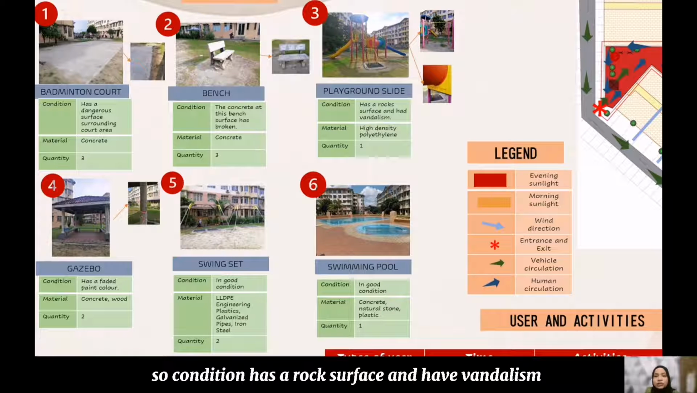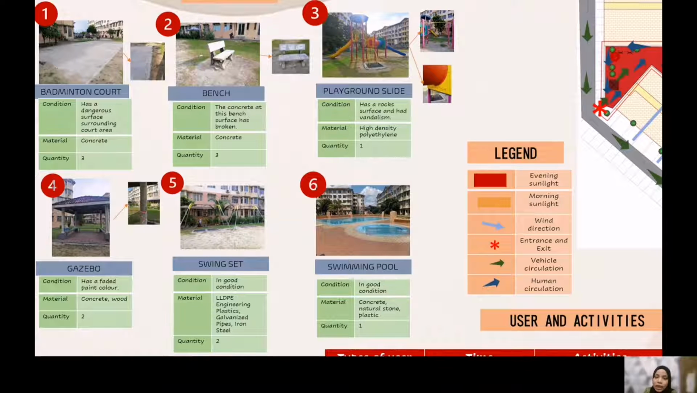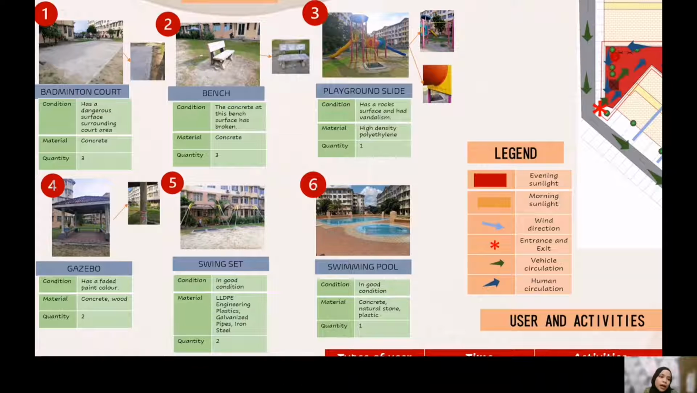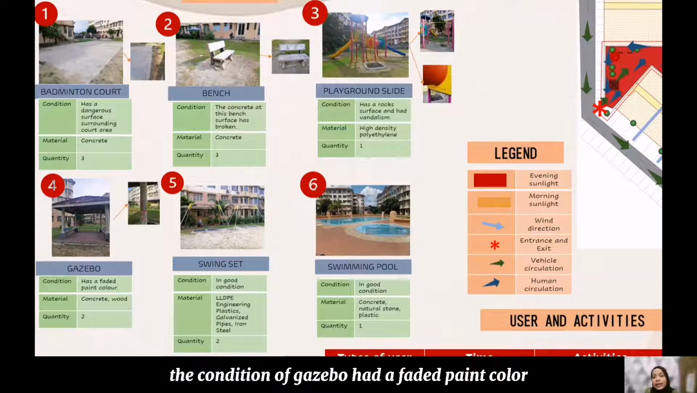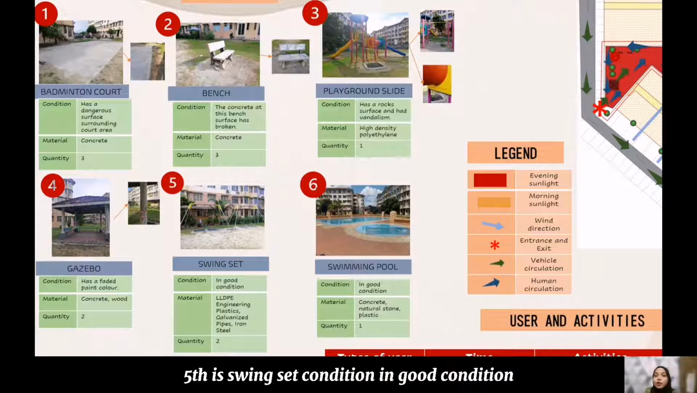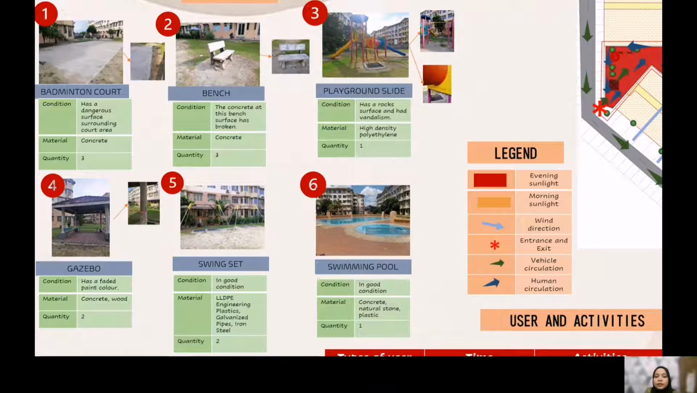And then thirdly is the playground slide. The condition has a rough surface and has vandalism. Material is high density polyethylene and quantity is one. And fourth, gazebo. The condition of the gazebo has a faded paint color. Material is concrete and wood, and there are two gazebos on this site. Fifth is the swing set. Condition is good. Material is LLDPE engineering plastic, galvanized pipes, iron steel, and it has two quantity.